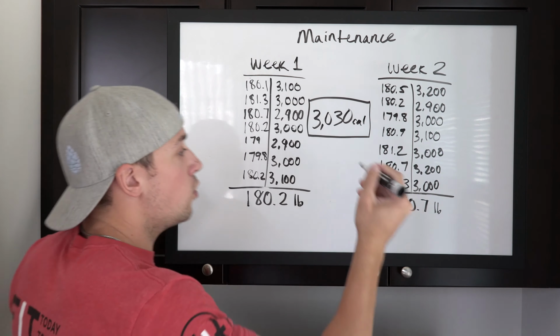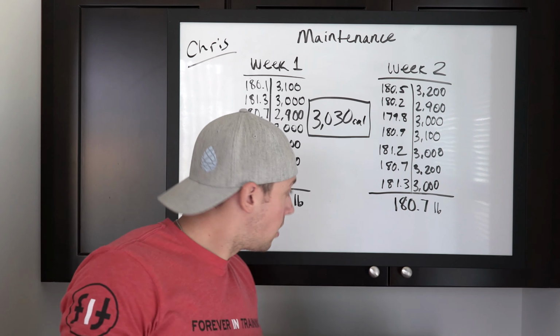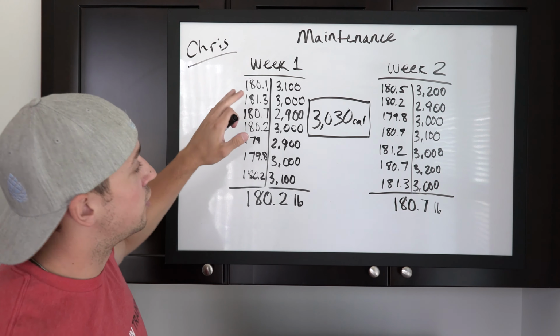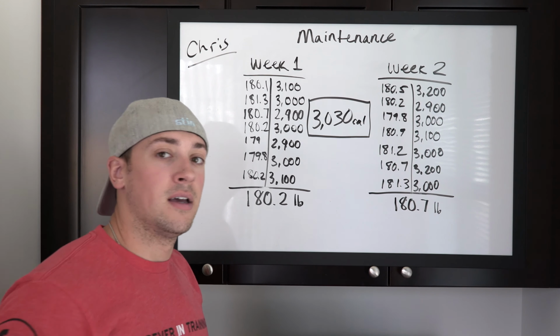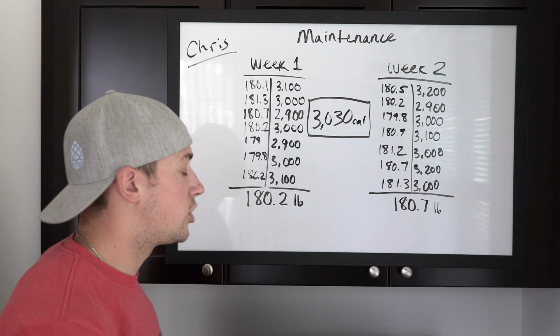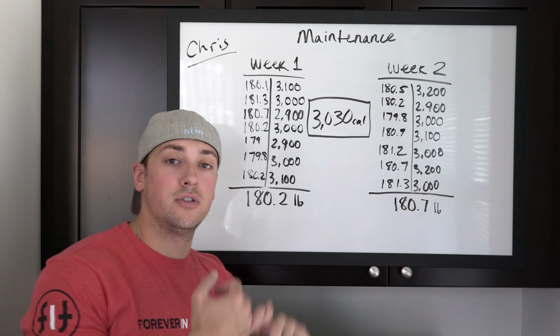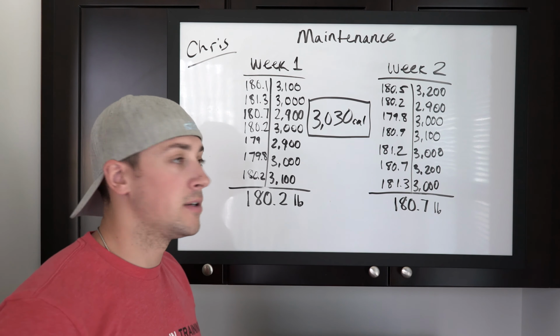So, we're gonna use Chris as an example again, since I used him in the last video. What Chris has done for 2 weeks, he has weighed himself every day and tracked how many calories he's consumed every day. So we have 14 numerical values of weight and calories. So we averaged his weigh-ins. Week 1, he weighed 180.2 pounds. Week 2, he weighed 180.7 pounds.